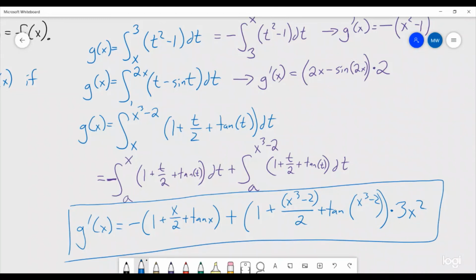So if you're doing these, remember, the chain rule comes up if it's not just x. And it has to be constant to x, not x to constant. It has to be constant to x to use it.